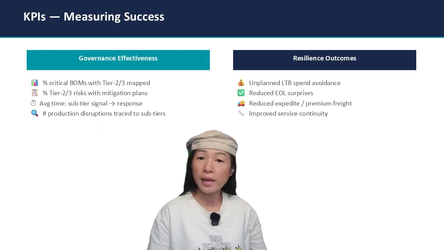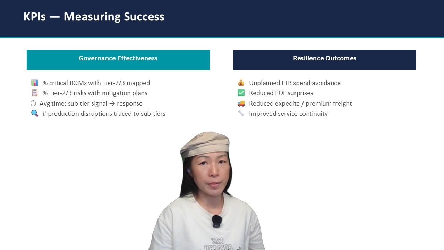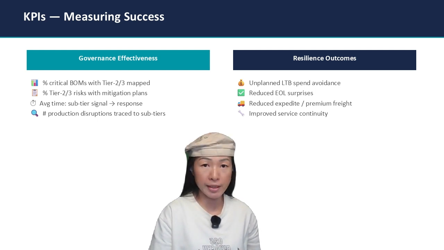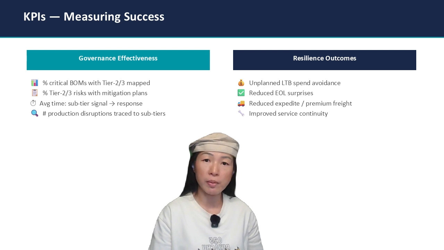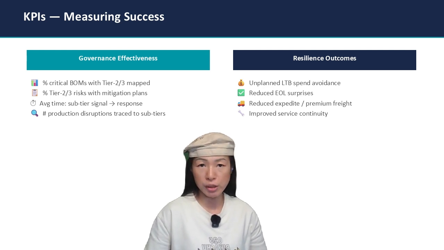What gets measured gets managed. I recommend tracking two categories of KPIs. Governance effectiveness measures process maturity. What percentage of your critical BOMs have Tier 2, Tier 3 mapping completed? What percentage of identified risks have mitigation plans in place? How fast do you respond from the point of detecting a sub-tier signal? And how many production disruptions can be traced back to sub-tier causes?